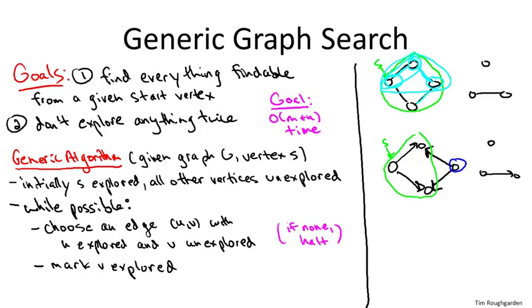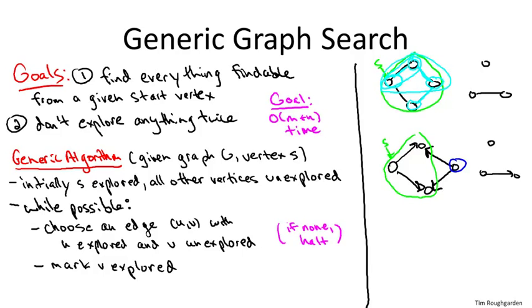And now the bottom node is also explored, and now there are no edges crossing the frontier. So there are no edges which on the one hand have one endpoint being explored and the other endpoint being unexplored. So these will be the four vertices, as one would hope, that the search will explore starting from S.